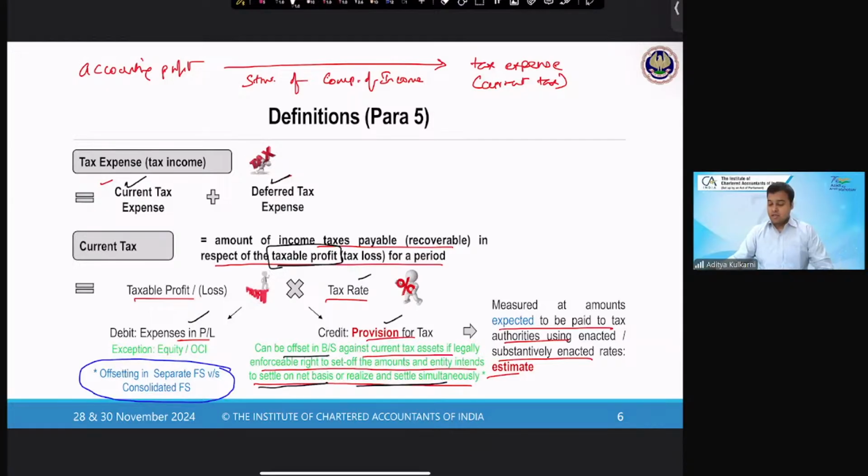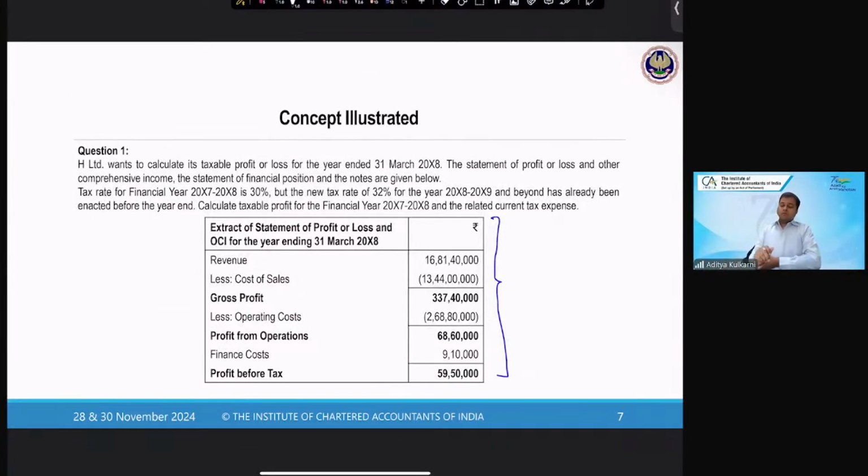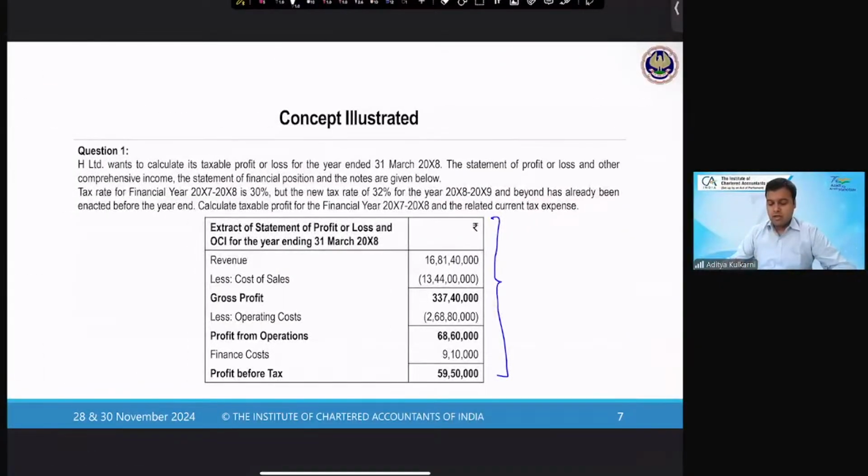Yes, sir. Yes. Now, the tax is measured at the rates expected to be paid to tax authorities using enacted or substantively enacted rates, which is basically what we are doing; it gives you an estimate of the current tax. Are we okay? Yes, sir. Yes. All right, fine.